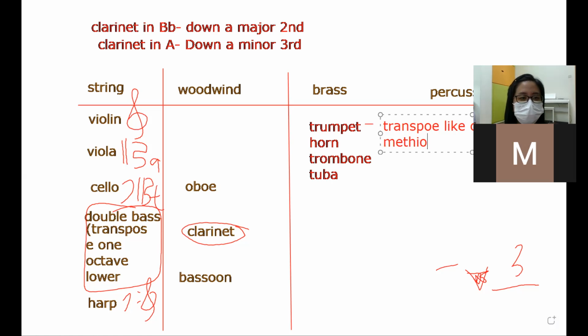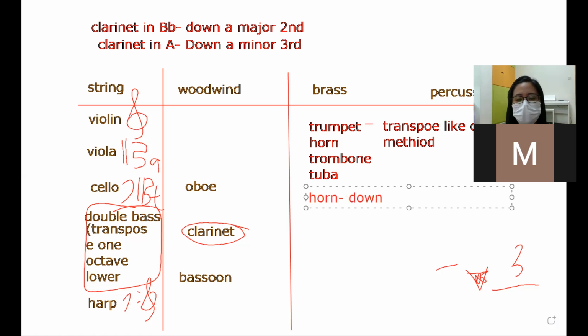Then after that, the horn is also a transposing instrument, and the horn is always transposed down. So it's not like the clarinet, which can go up or go down depending on the concert C. But the horn by default is always transposed down. The most famous is horn in F. Horn in F transposes down a perfect fifth.